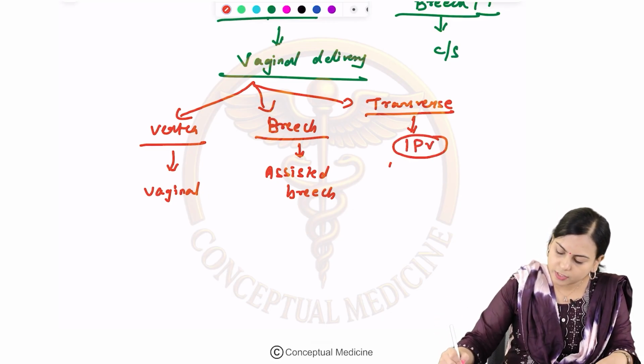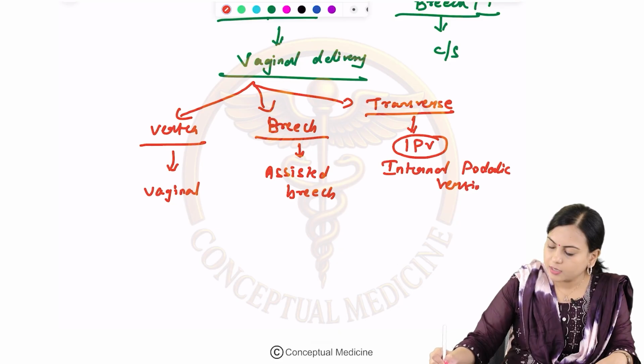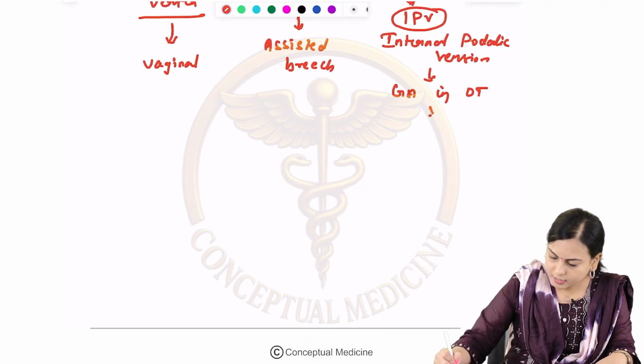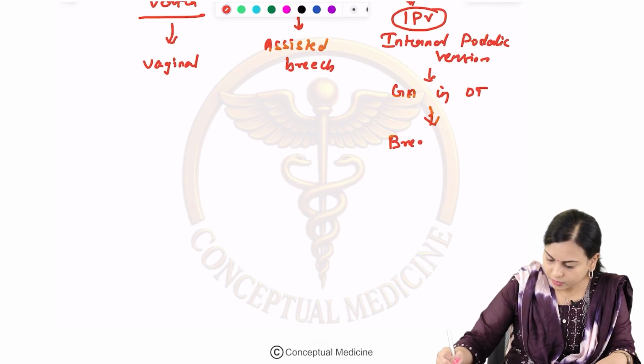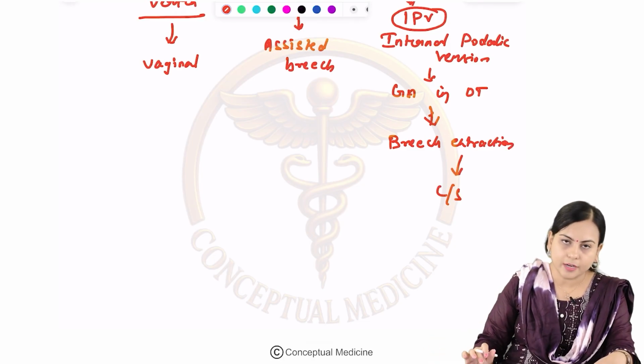You are going to do an internal podalic version. This can be done under general anesthesia in an OT setup itself, okay. And you can go for a breech extraction. If not possible, you can even proceed on to the cesarean section. Clear? Yes.